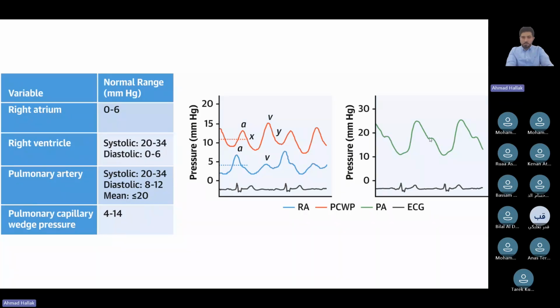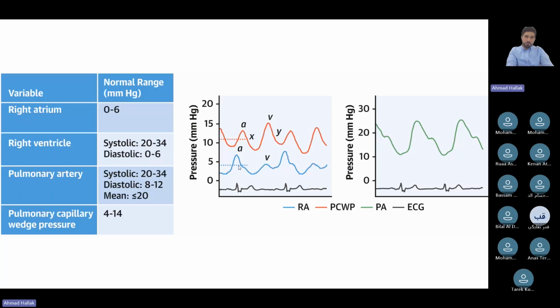This dicrotic notch comes from the PA systole, where it gets this high pressure. Then once it starts diastole, as soon as the pulmonic valve closes, this bump is caused by the pulmonary valve closing and causing this slight rebound of pressure. So that's the dicrotic notch in the pulmonary artery tracing.